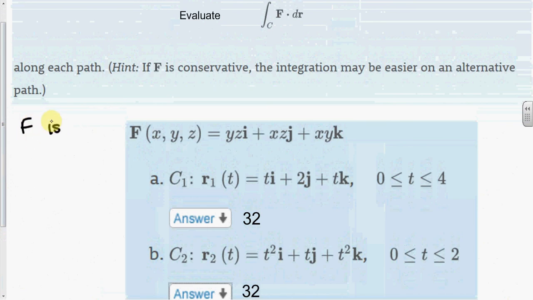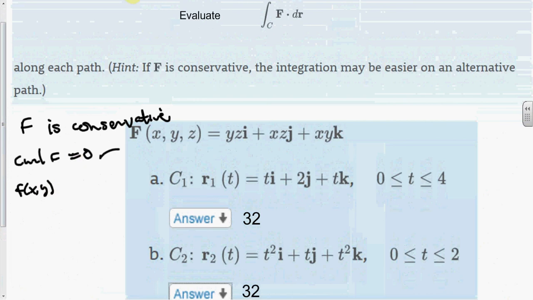F is conservative. You do get that. You get the curl of F. It comes out to be 0. The potential function, little f of x, y, z, excuse me, comes out to be, very neatly, xyz.